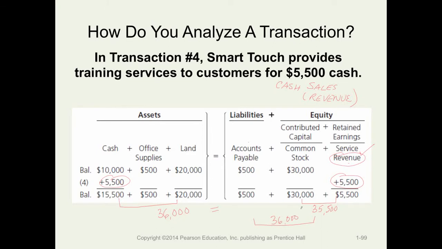Claims against those resources are also $36,000. The owner's claim is $35.5 and the creditor's claim is $5.